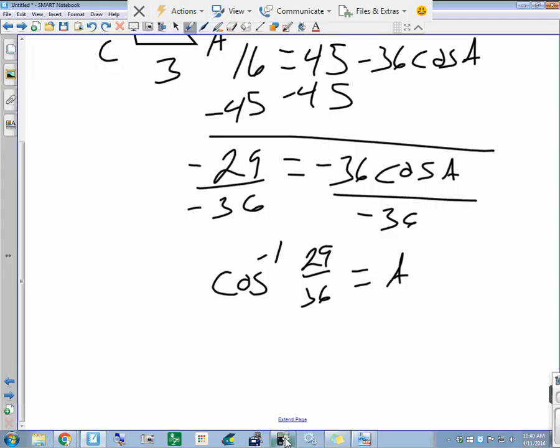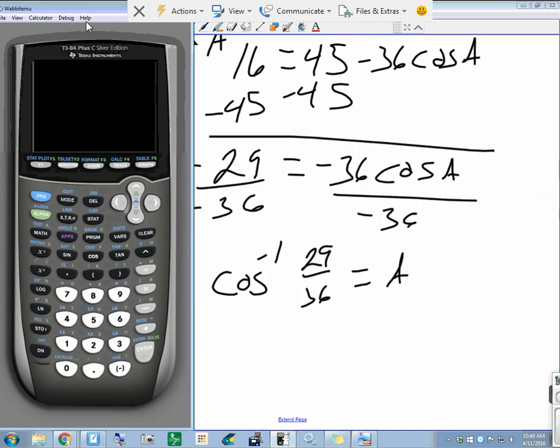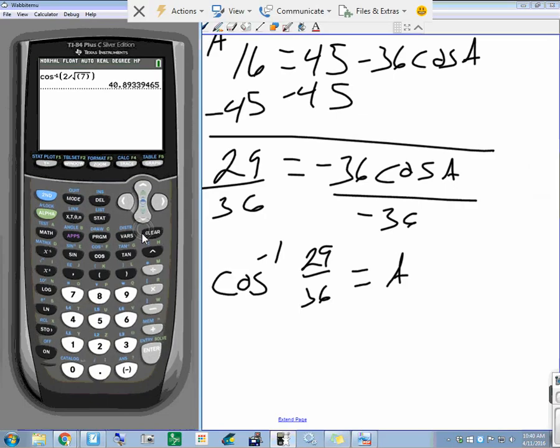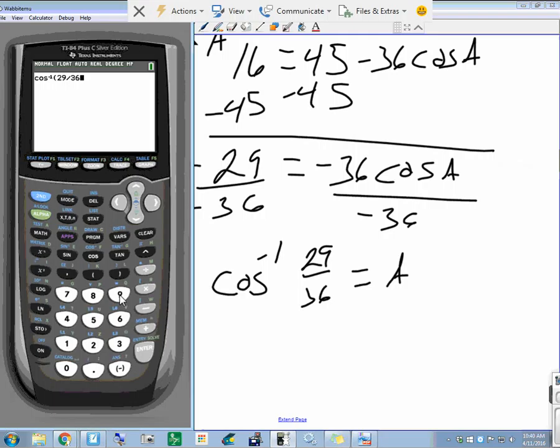So, calculate. With the inverse or what? Well, because you're looking for the degree measure. Because we're saying that the cosine of A is equal to this, so inverse cosine is going to be equal to the degree measure. So clear that out. Let's see, second inverse cosine of 29 divided by 36, close it. And we end up with 36.3 degrees. Okay. Will that turn out right? Yeah. Okay.